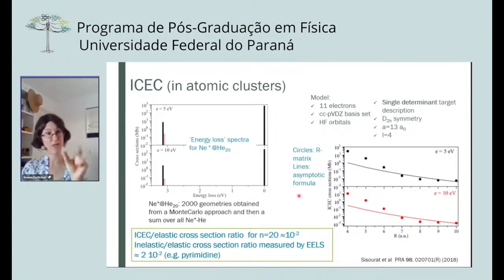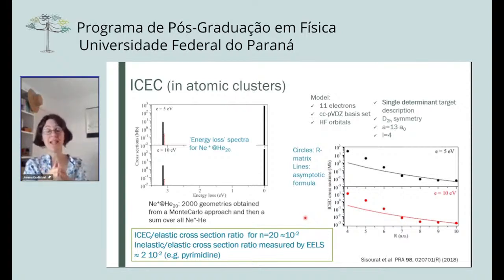The other thing we did is to then use these cross sections for one neon and one helium atom to model what would happen if you have 20 helium atoms, if you really have a cluster surrounding the neon plus. And when we did that, we calculated the cross sections for a few energies, and what we found out is that the cross sections are basically 2 orders of magnitude smaller than the elastic cross sections. And this ratio is basically the same as that you get between the electronic excitation cross sections and the elastic cross sections for pyrimidine, for the molecule that I showed you before.